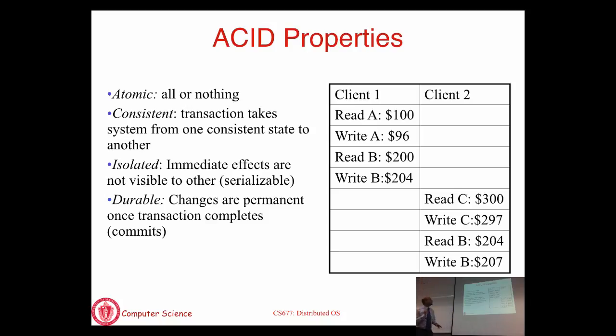Okay, consistency simply says if you are in one consistent state, once you execute a transaction, you are going to be taken to another consistent state. So the system always moves from one consistent state to another. That is what is referred to as consistency. You do not want the system to be in an inconsistent state at the end of a transaction.